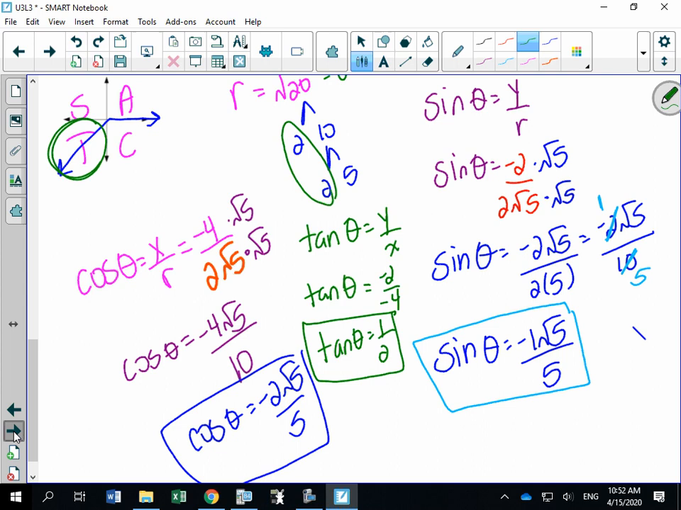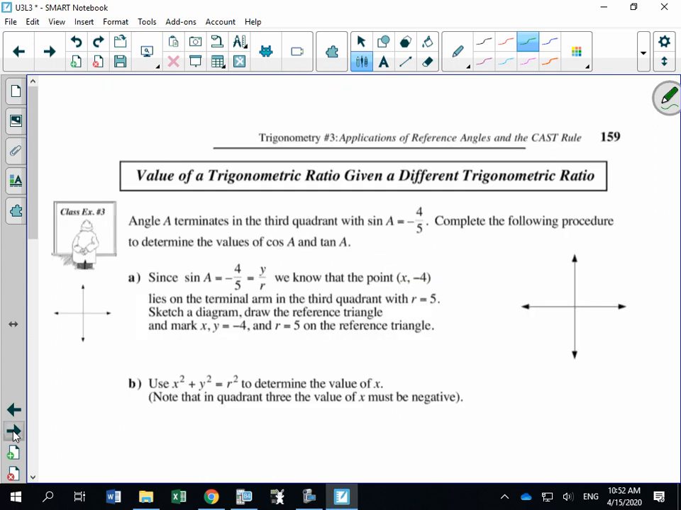We've got 2 more class examples to go through. Okay, so class example 3. Angle A terminates in the 3rd quadrant. So now they're not going to give us a point. They're just going to tell us where it terminates. So the 3rd quadrant would be right here. From here, once you get your terminal arm, you always do what? Always draw your acute triangle.